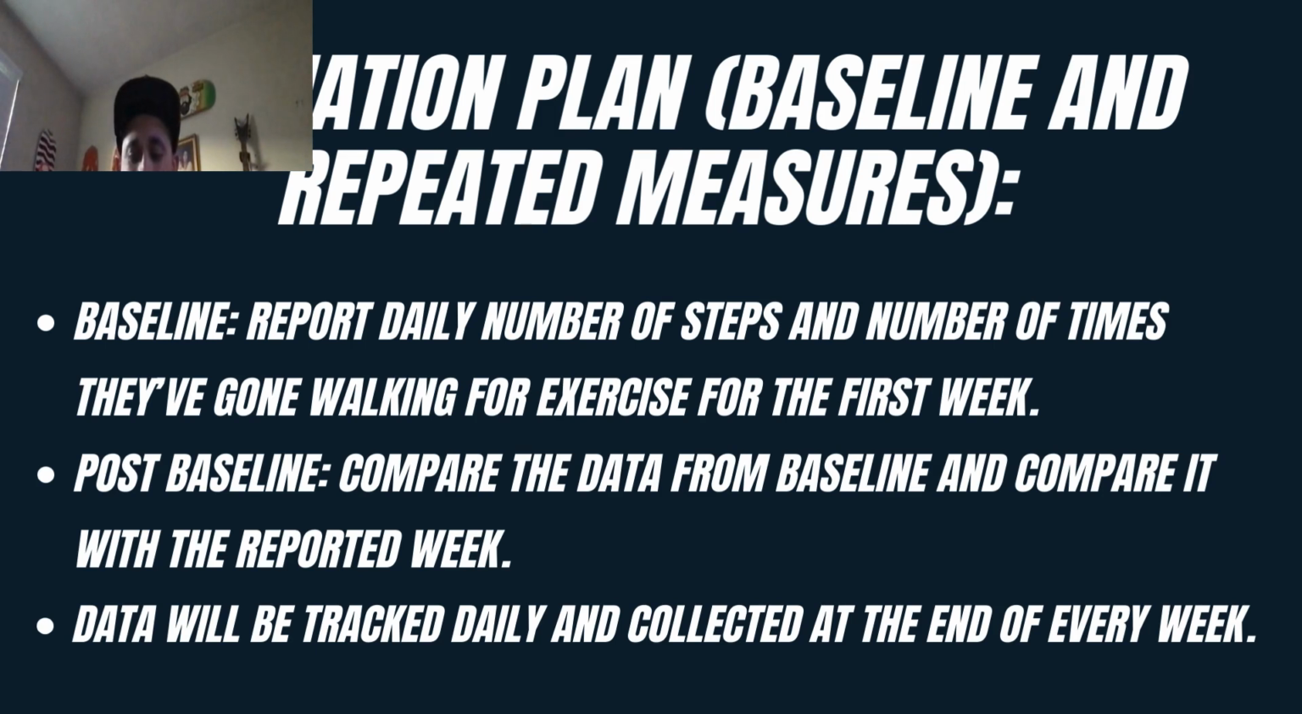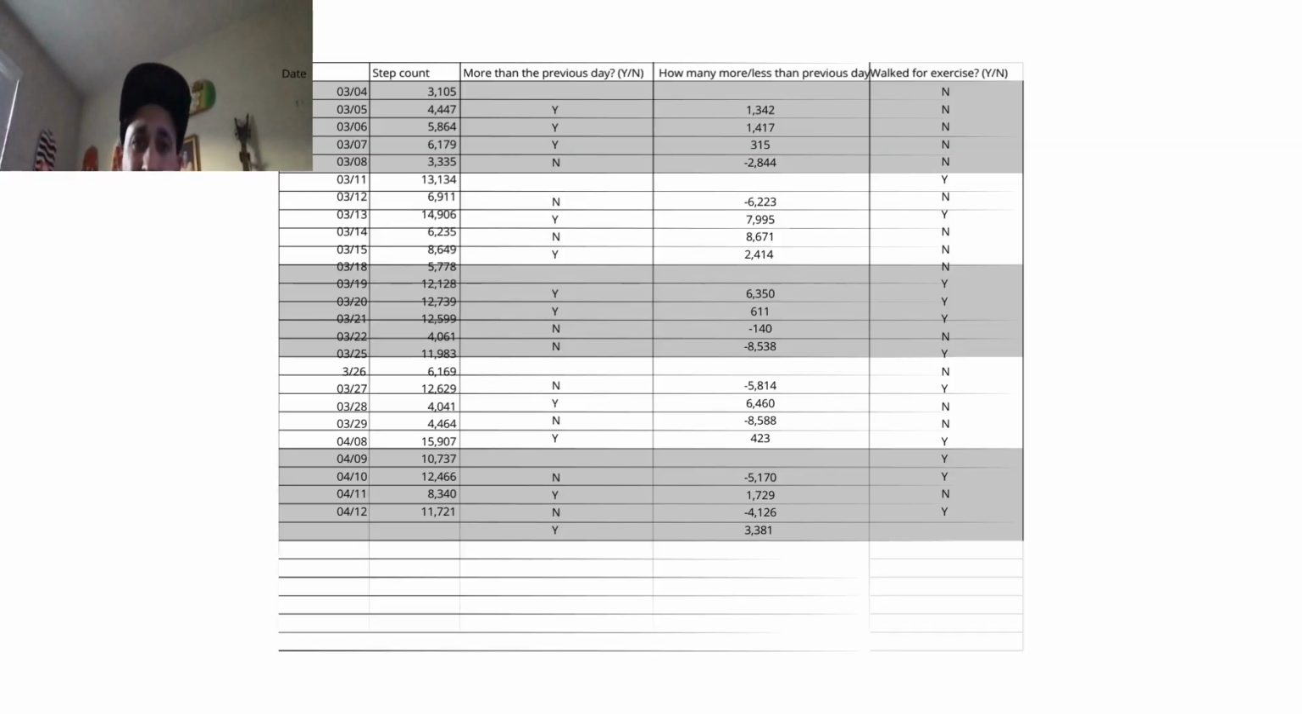So now the evaluation plan. In order to establish a baseline, we're going to review the steps that the client has taken throughout the first week and the number of times they walked for exercise. Based on that, the client will then increase their steps by 2,000 steps on days that they don't exercise, and then 4,000 steps on the days that they do exercise. They will also increase the number of times they walk for exercise from 3 times a week to 4 times a week. So now this here is how I was able to measure and observe the number of steps that the client has taken throughout each week.